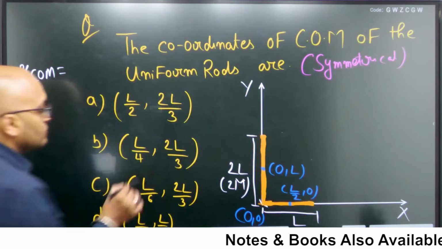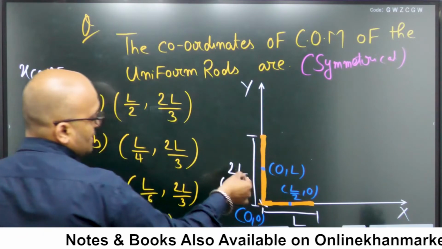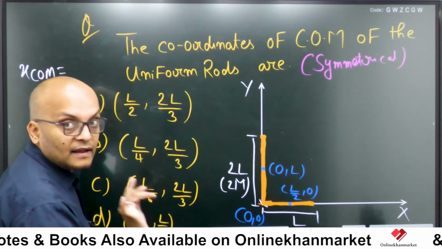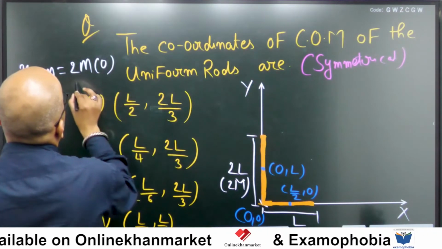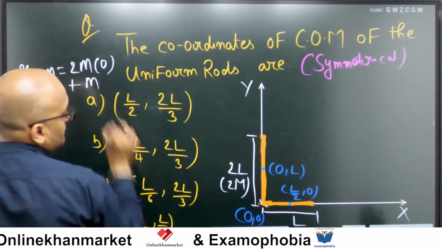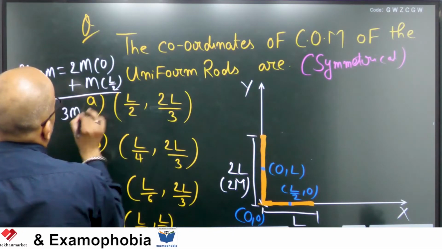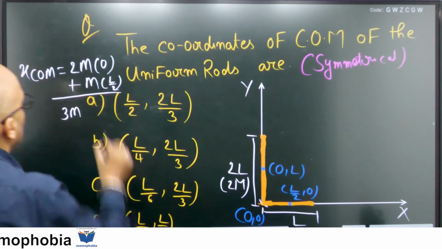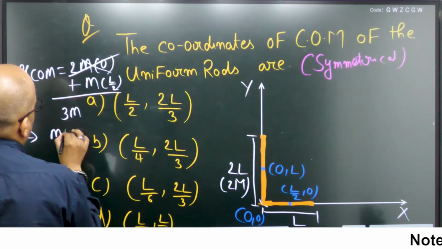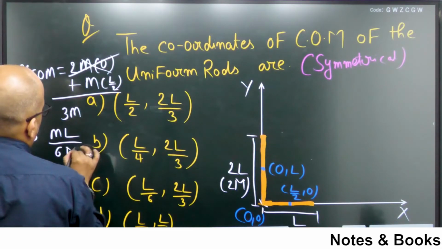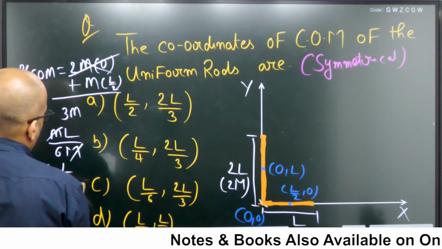Now let's solve this. So coordinates of center of mass along x-axis will be m1 x1 plus m2 x2, all divided by total mass. 2m is my m1. So 2m into x coordinates, that is 0, 2m into 0 plus m into L upon 2, divided by 3m. Yes or no? So this 2m cancels out. What will I get? I will get mL upon 6m. So m cancels out. I will get L upon 6.